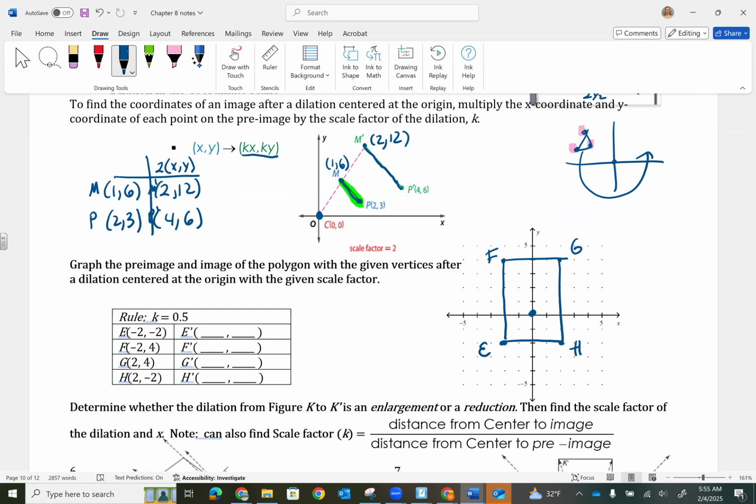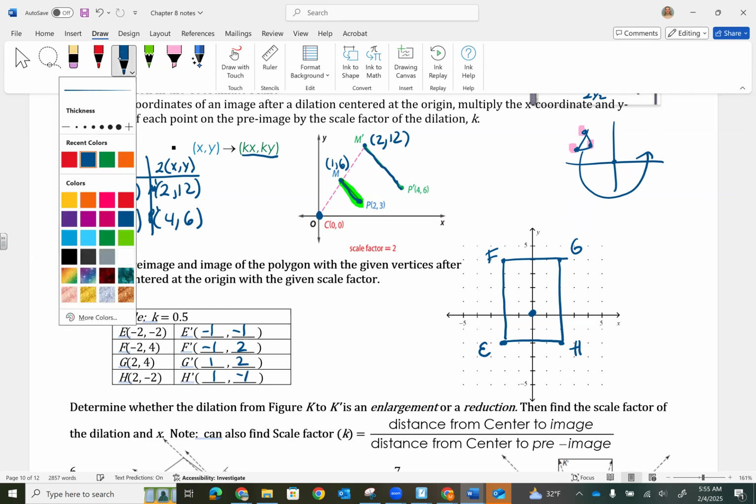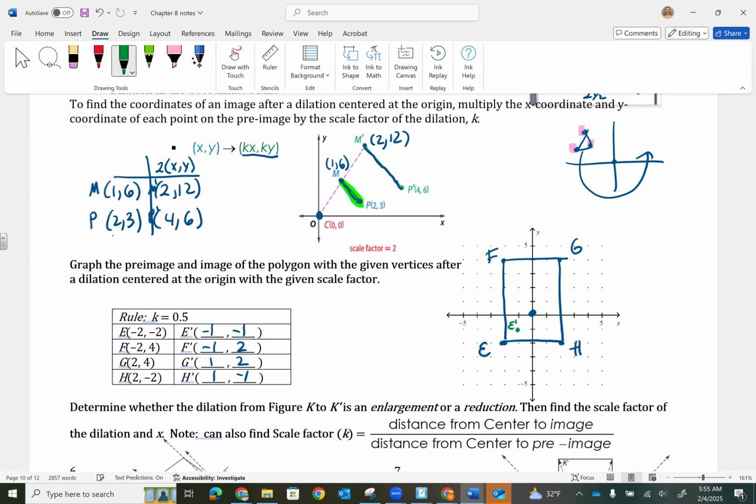So if we multiply each of these by a half, 0.5, you can use your calculator if you need to, you get -1, -1, -1, 2. So I'm just taking half of each ordered pair's values. So you get 1 and 2, and then 1 and -1/2. And so when I graph the image, we already got the pre-image on here. If we graph the image, -1, -1, that's going to be E prime. Notice it is half the distance from the origin, because you're taking half.